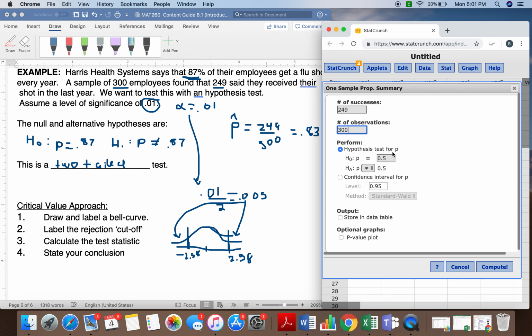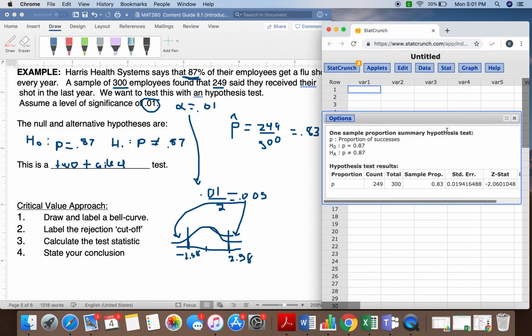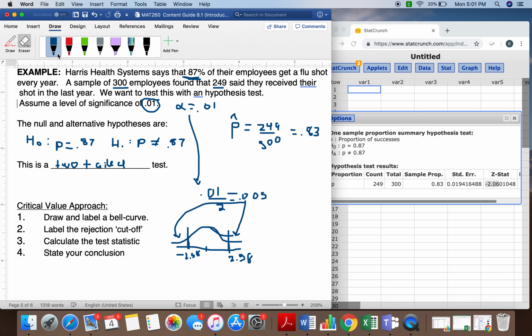And we're going to find our hypothesis test for 0.87. So you can see it puts the p there for you. This one's not equal, so we're going to leave it at that. And this should line up with your hypothesis test that we wrote down in the beginning. So once you have all that typed in, you can hit compute. And you can see it makes the sample proportion, which we found here. And then it gives us our z statistic. So we can say that our z statistic will be negative 2.06, so it'll be about there.